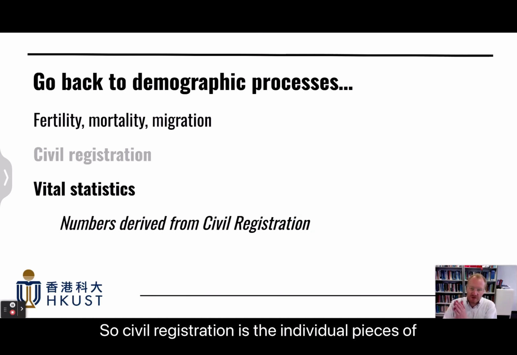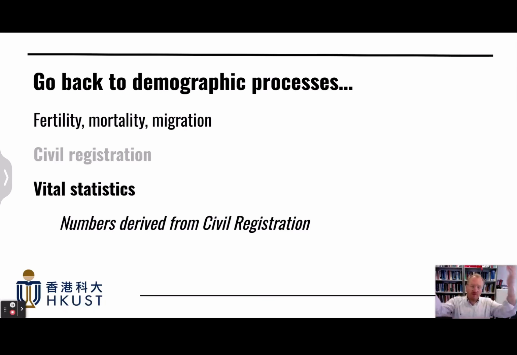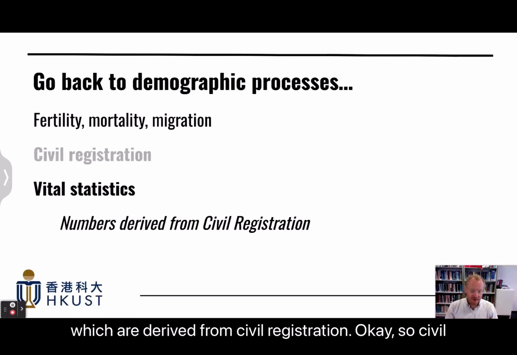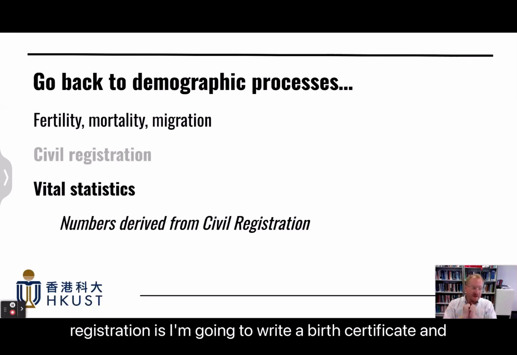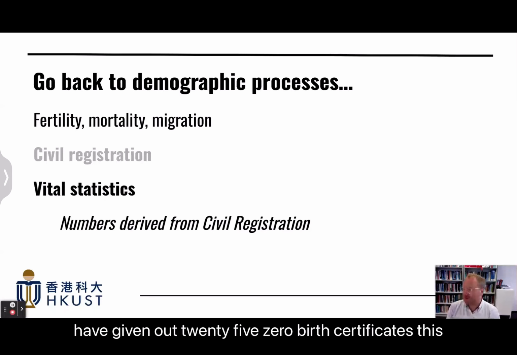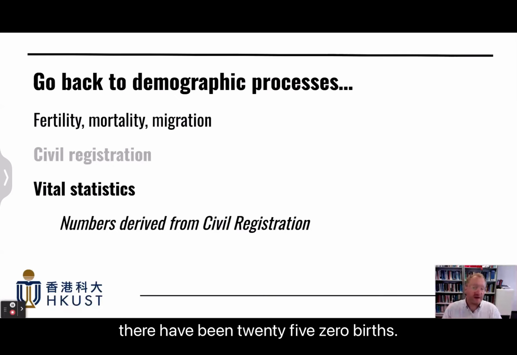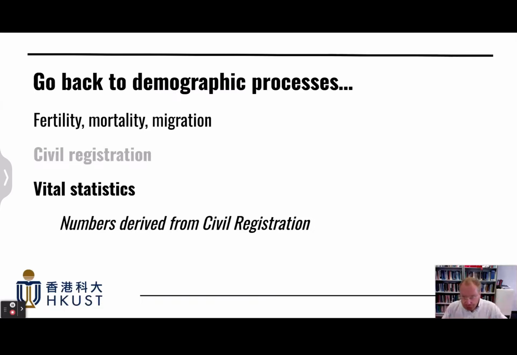So civil registration is the individual pieces of information, but then vital statistics are the numbers which are derived from civil registration. So civil registration is, I'm going to write a birth certificate and give you a birth certificate. Vital statistics are, we have given out 25,000 birth certificates this year. So the statistic of vital events is that there have been 25,000 births in our territory.